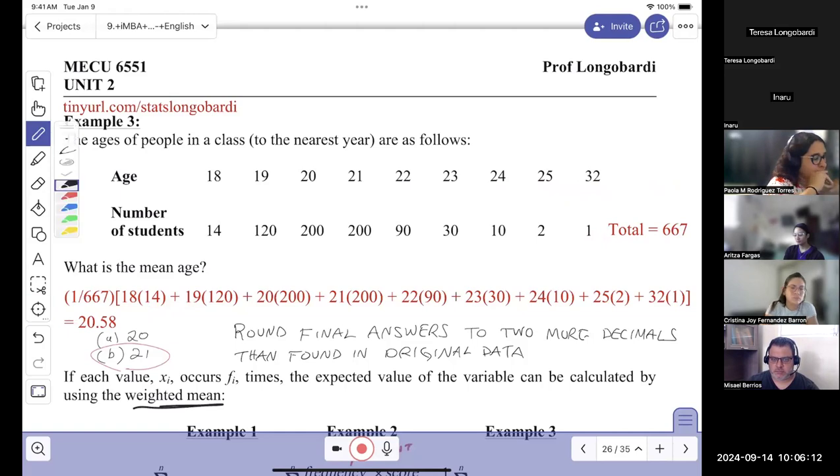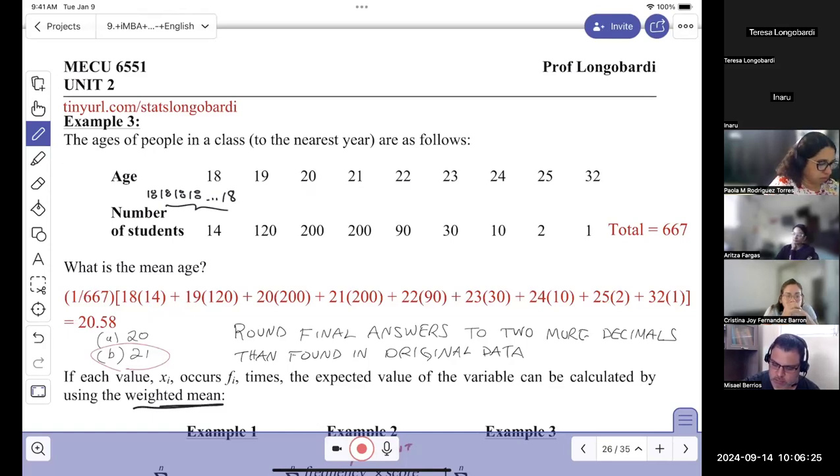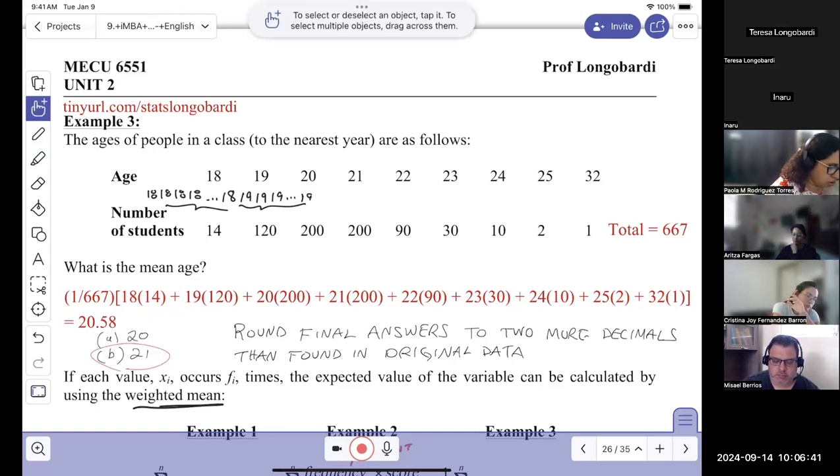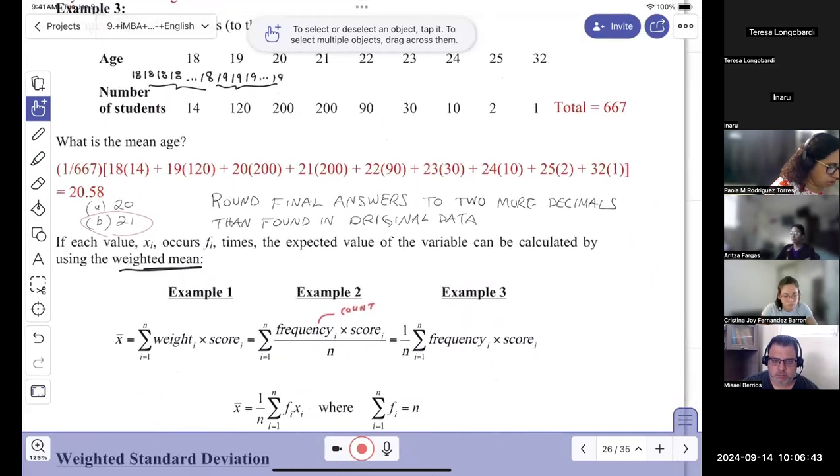So really what the data looks like, if I was to write it out, would be like 18, 18, 18, 18, 14 times, right? And then 19, 19, 19, 19, like 120 times. So the data is really a lot of data. You have 667 observations. So just keep that in mind. That's what you're staring at there.